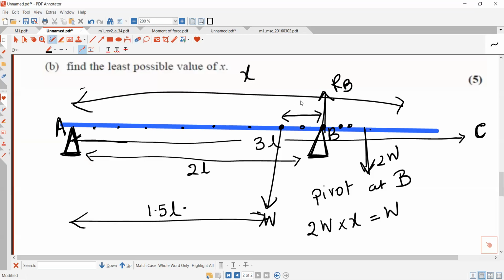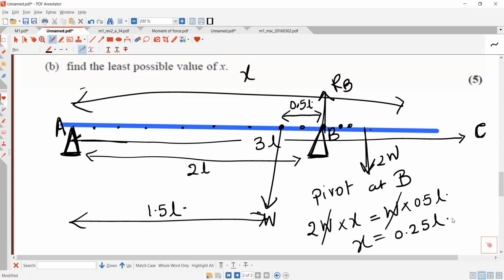Why is it X? Because your X is changing. Why is it W? Sorry, my bad. Is it not supposed to be 0.5? It should be 0.5 L, right? Yes, W is going to be 0.5 L. Not that equation: 2W times X is equal to W into 0.5 L. W cancels. X equals 0.25 L.